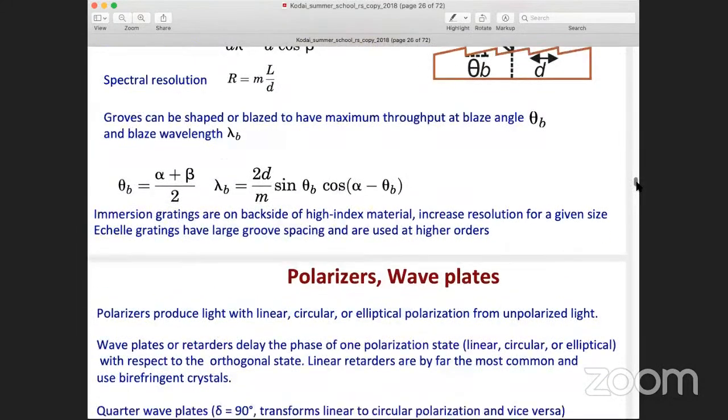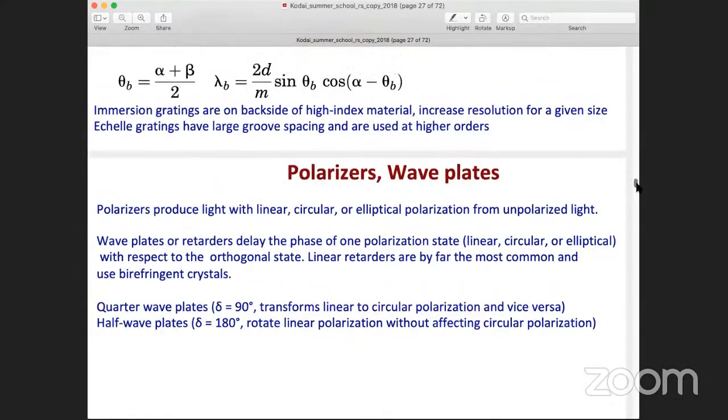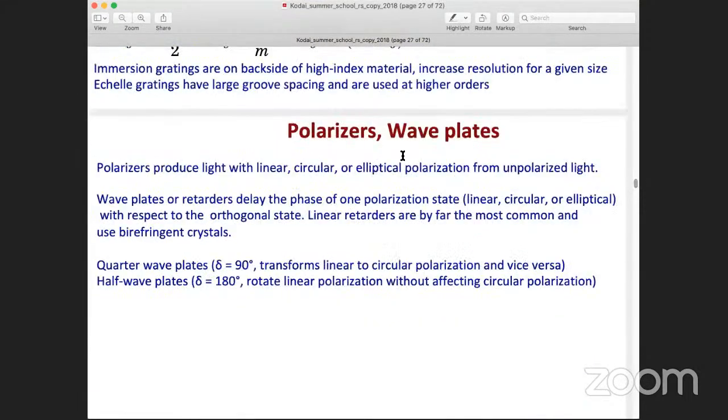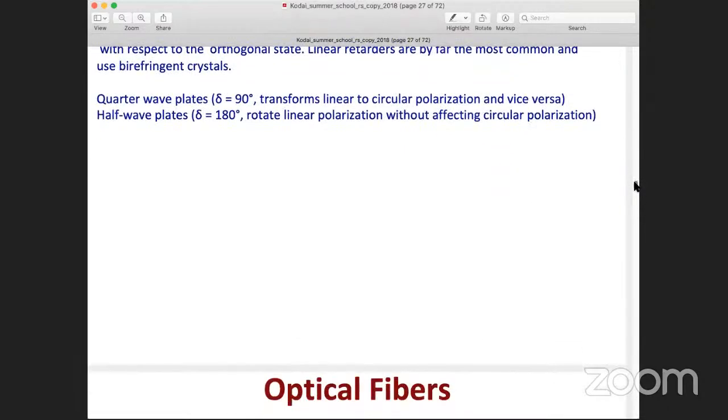Another thing used particularly in the measurement of magnetic fields and polarization properties are polarizers or wave plates. Polarizers produce light with a linear, circular, or elliptical polarization from unpolarized light. Wave plates, or retarders, delay the phase of one polarization state with respect to an orthogonal state. Linear retarders are by far the most common and use birefringence in crystals. Quarter wave plates shift the phase by 90 degrees, converting linear to circular polarization and vice versa. For example, if you want to measure your input polarization, the Stokes vector, you need a retarder plus polarizer combination to get the four parameters I, Q, U, V.